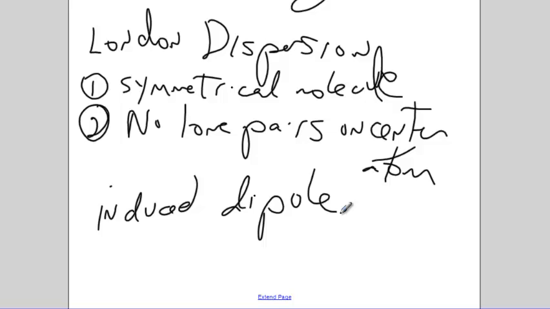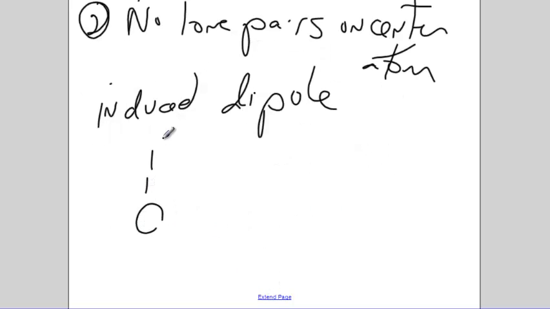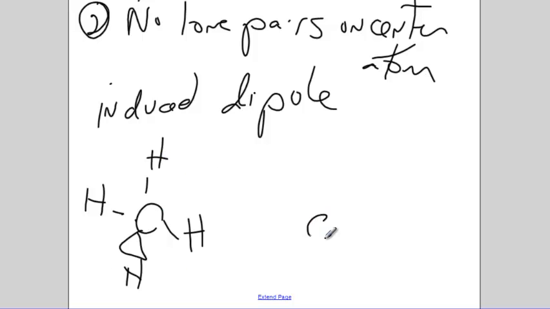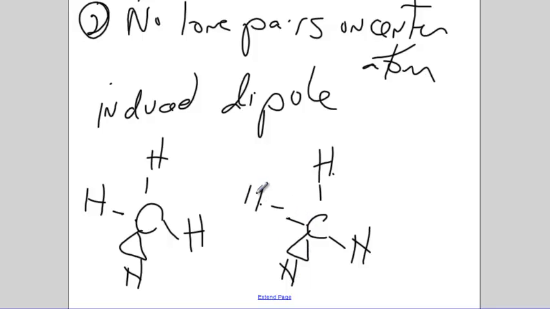Think about methane, CH4. It's tetrahedral. Okay. These two are in the same plane. This one's coming out at you. This hydrogen is going back away from you. It's tetrahedral. It's symmetrical, but there's no lone pairs anywhere. So the only attraction between this methane atom and some other methane atom is this idea of a dipole that only exists temporarily.